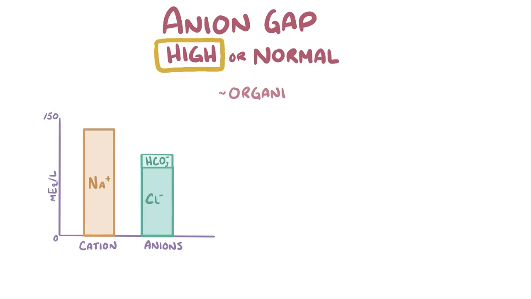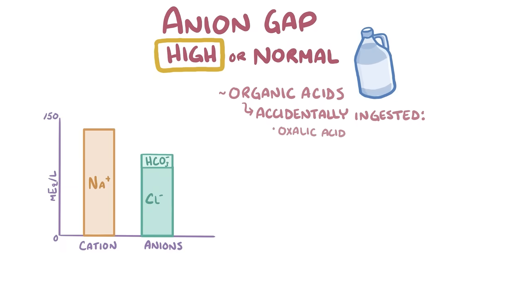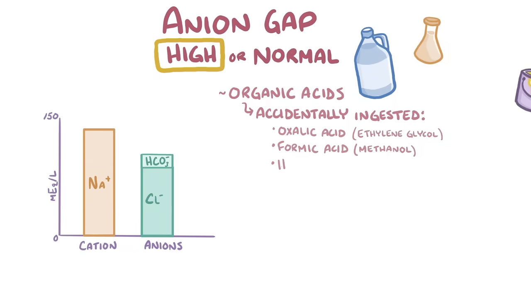In other cases, organic acids don't come from inside our bodies at all, but instead they're accidentally ingested. These include oxalic acid, which can build up after an accidental ingestion of ethylene glycol, which is a common antifreeze, as well as formic acid, which is a metabolite of methanol, which is a highly toxic alcohol, or hippuric acid, which comes from toluene, which is found in paint and glue.